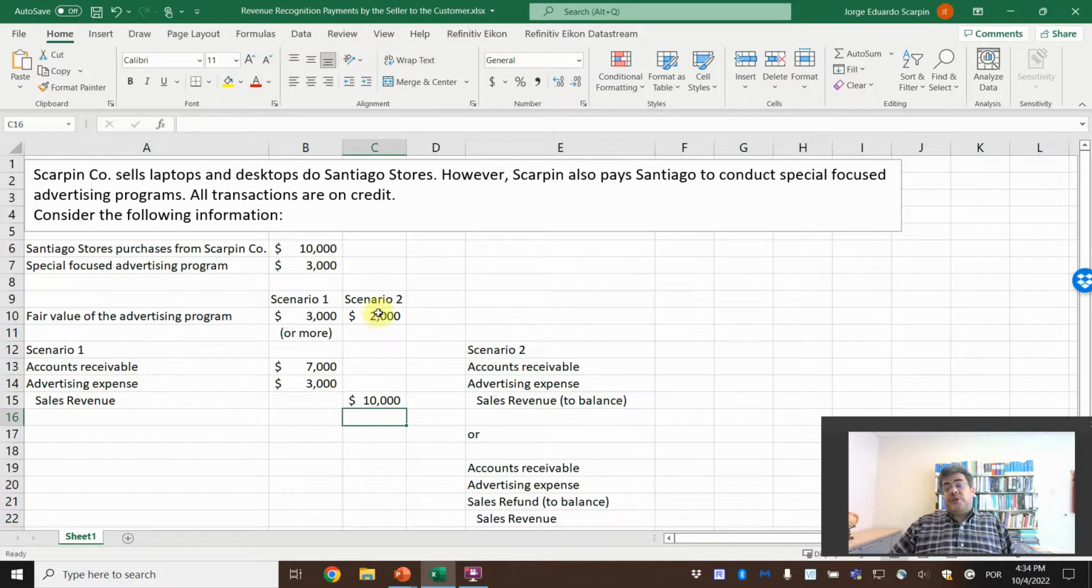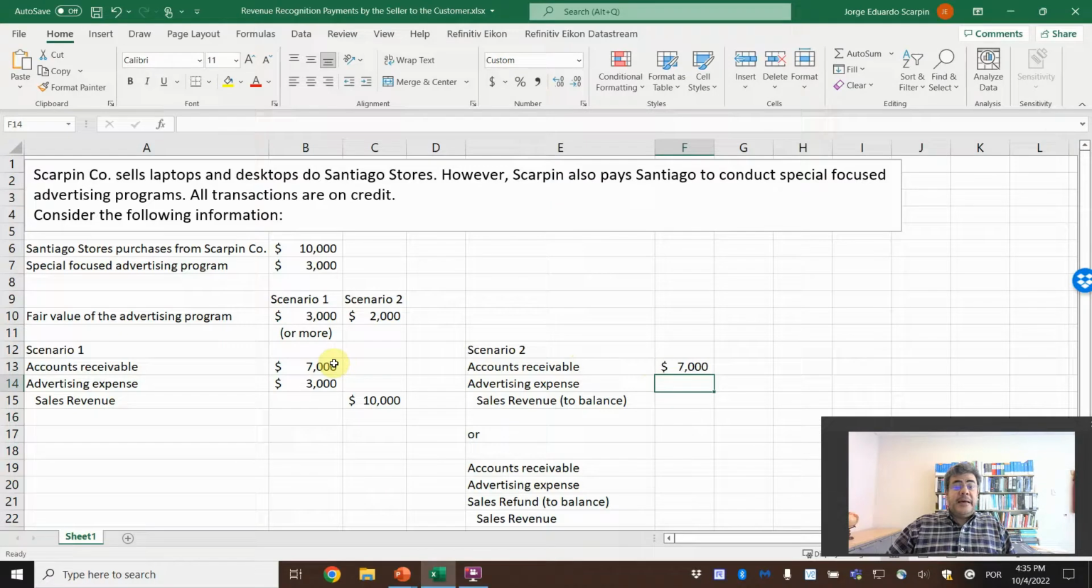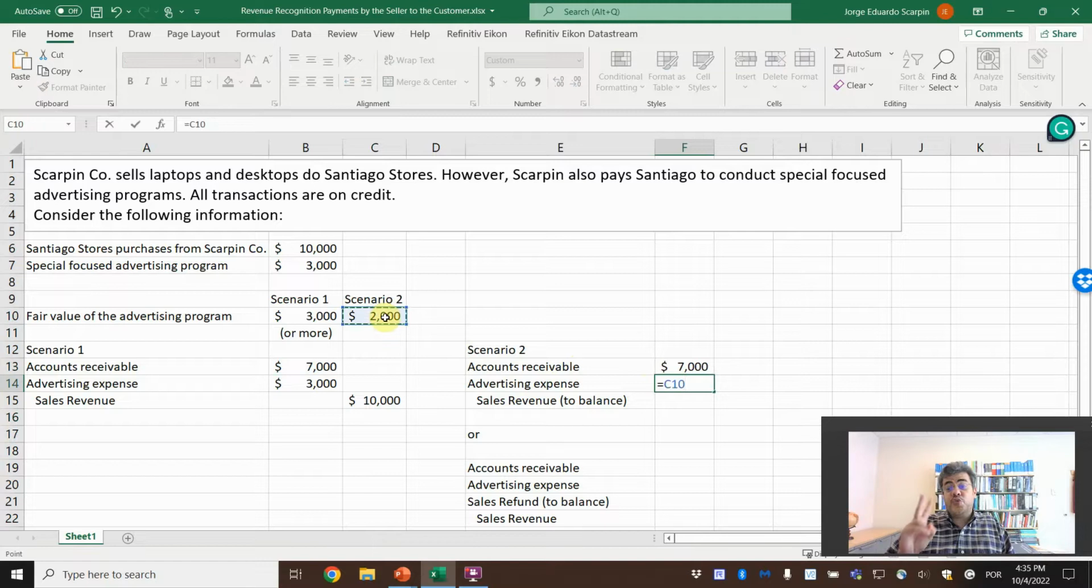The fair value is $2,000. I do want to work with Santiago for these focus advertising, so we are paying them more than the fair value to avoid my competitor being the one who will be doing that. So the first approach, most common in the US. So if you are in the US, that is the approach. Accounts receivable will be the same, 7. The advertising expense will be 2, only the fair value.